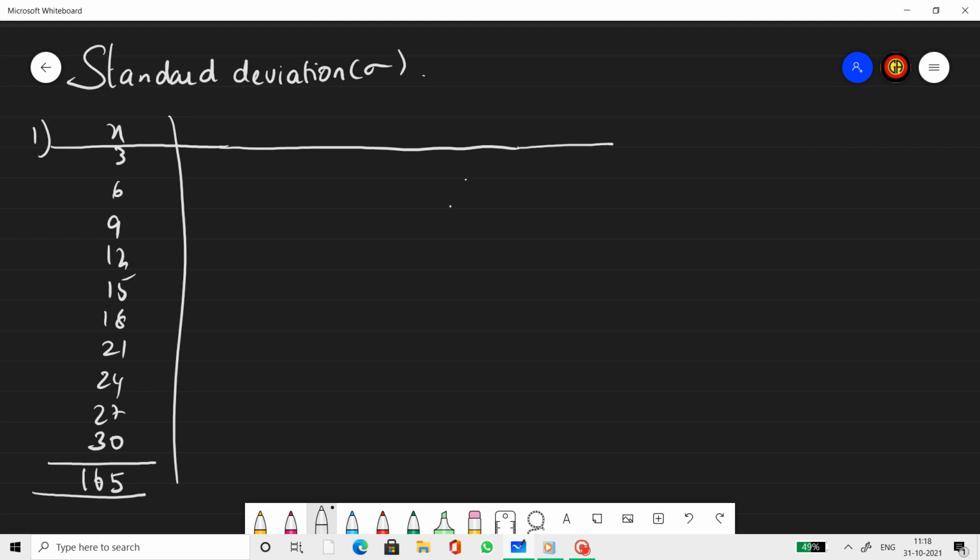All right, so x bar equal to what? Sigma x by n. So that is 165 by 10. So this gives me 16.5. All right, 16.5. Now I need to subtract each x value from the mean value.